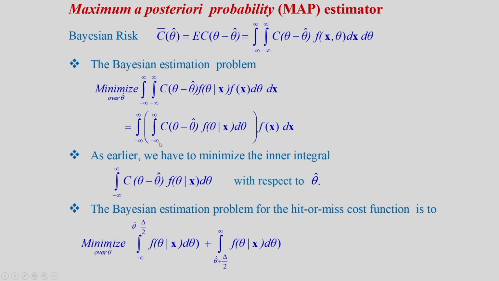So, we have one inner integral and one outer integral. Since f of x is always greater than or equal to 0, the double integral will be minimized whenever the inner integral is minimized. Therefore, our minimization problem is to find the minimum of this integral from minus infinity to infinity c of theta minus theta hat into f of theta given x d theta with respect to theta hat.